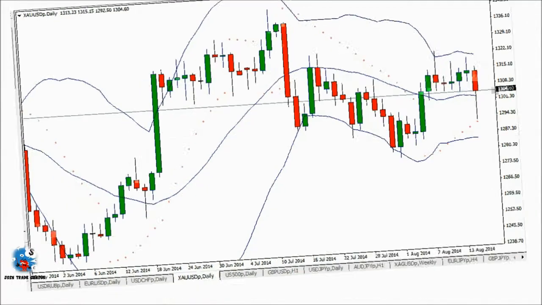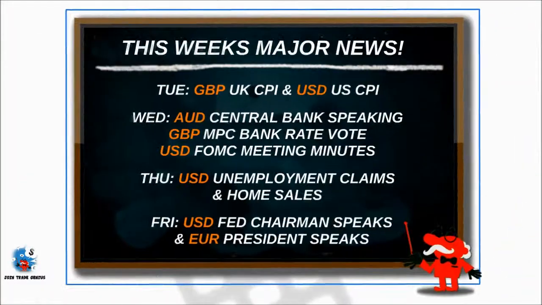Okay guys, before we leave you, there are a lot of big announcements coming out next week, and you want to keep an eye on these, especially towards the middle of the week with the UK MPC bank rate votes, and on Thursday the unemployment claims. So keep an eye out and trade safe.